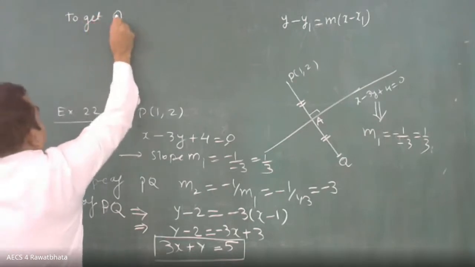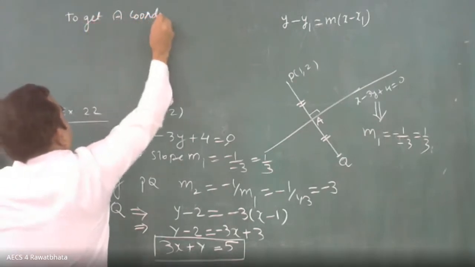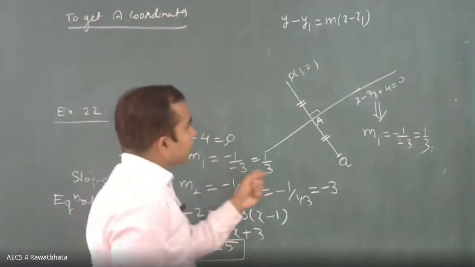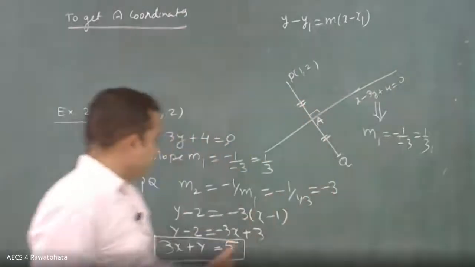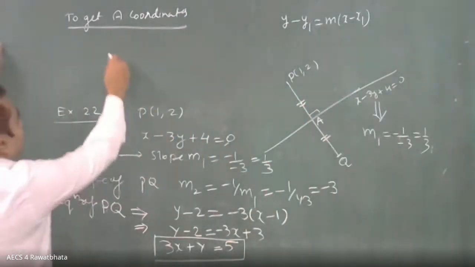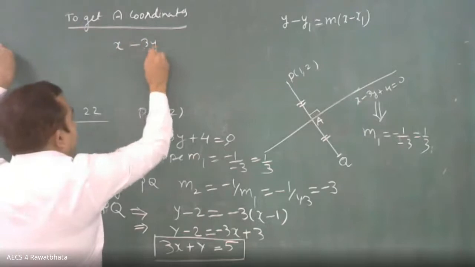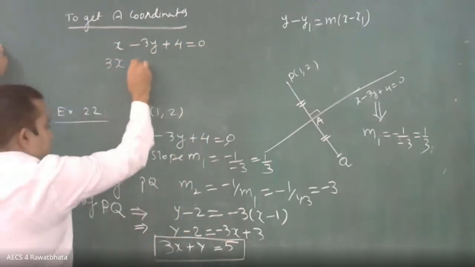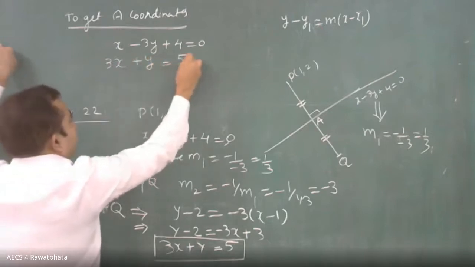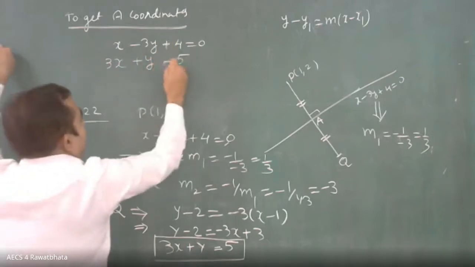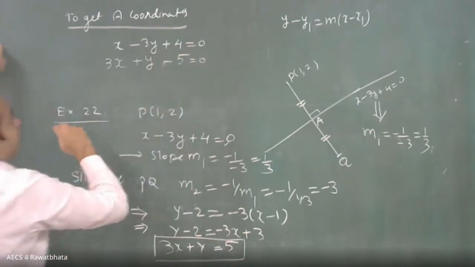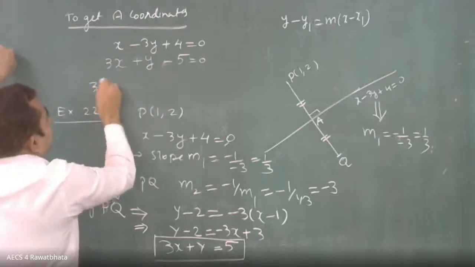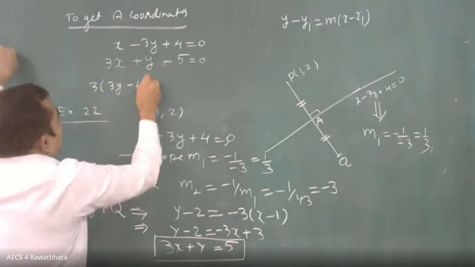To get A coordinates, let us solve these two equations. Bhai, A kya hai? A toh point of intersection hai kiska? Is line ka aur PQ ka, jiski equation mujhe abhi mili hai. So solving, ek ye line hai meri aur doosri line hai PQ: 3x plus y equal to 5. I think I have to multiply, or let us put x equal to 3y minus 4 here.